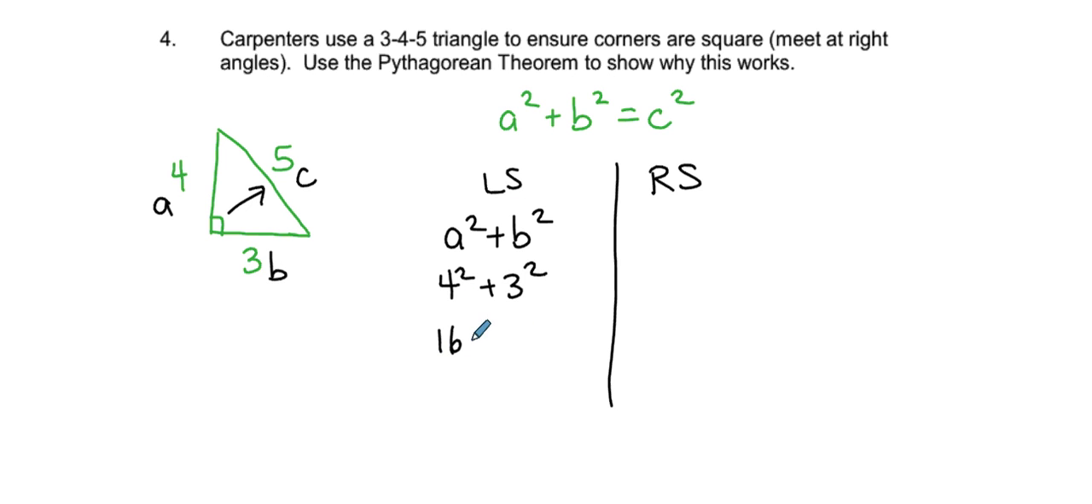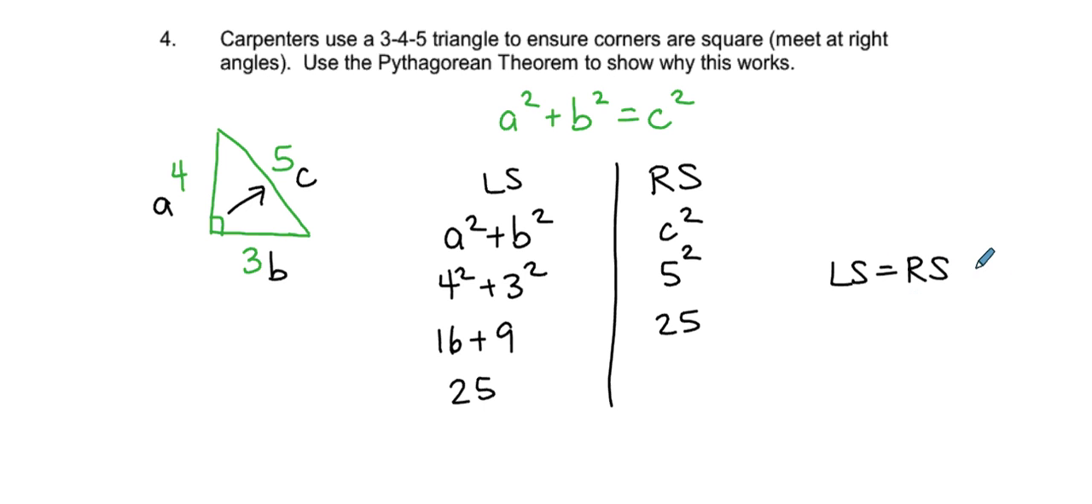4 squared is 16, 3 squared is 9, and 16 plus 9 is 25. So in order for this to work, I have to show that my right side is also equal to 25. So the right side of my equation is c squared, and the value of c is 5, so 5 squared, and 5 times 5 is 25. So because my left side equals my right side, then this works. So left side equals right side, therefore a 3, 4, 5 triangle is correct.